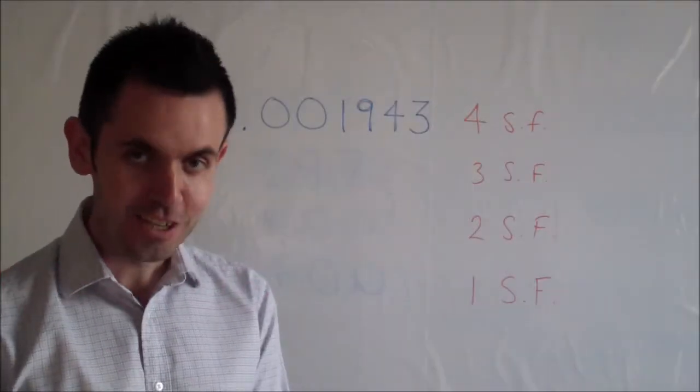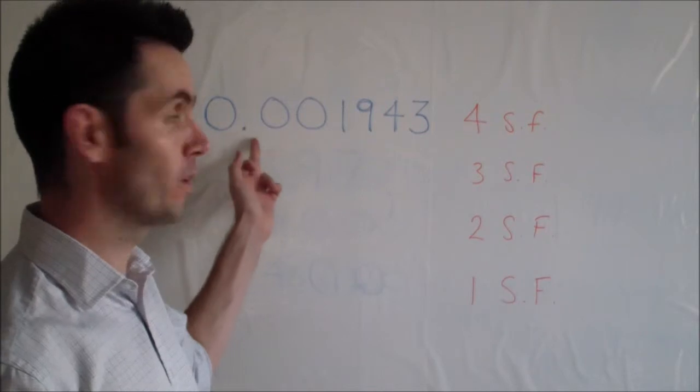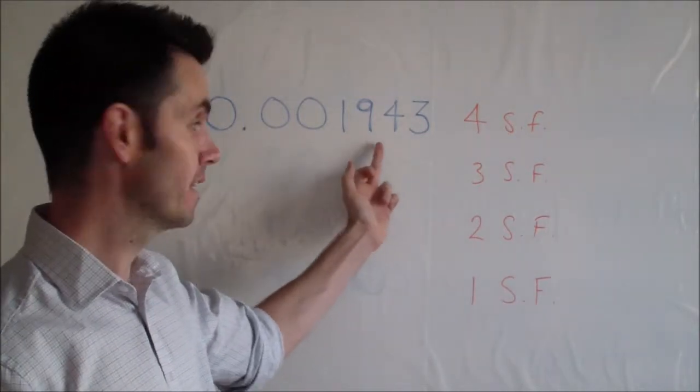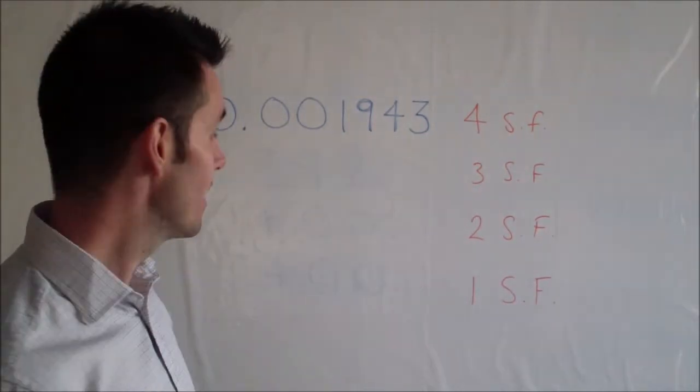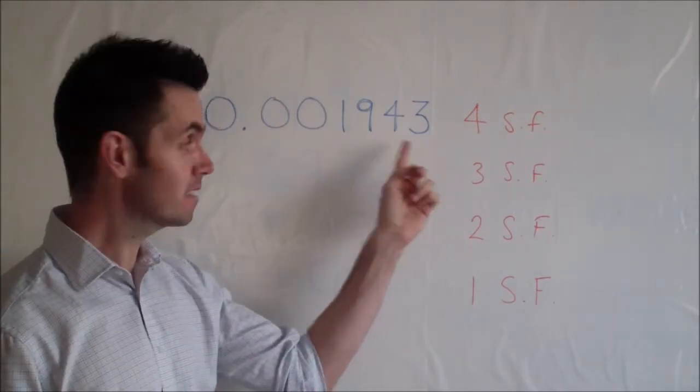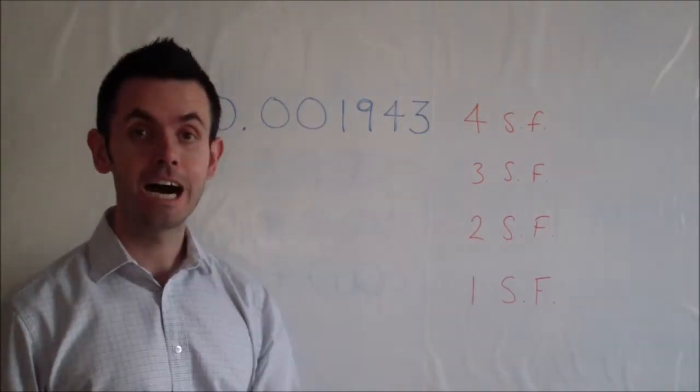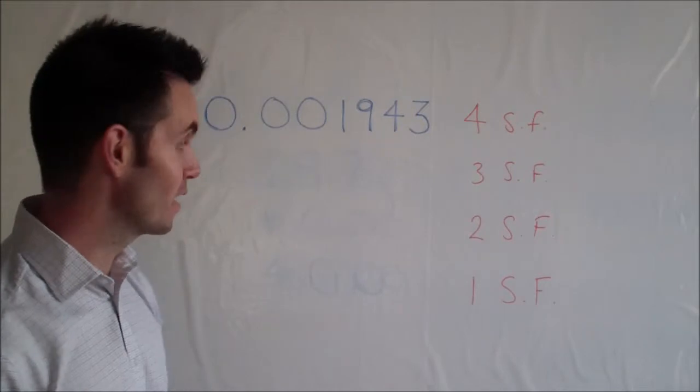And finally, let's look at a very small number, 0.001943. This number has 4 significant figures, 1, 9, 4 and 3. I want you to write it to 3 significant figures. Over to you.